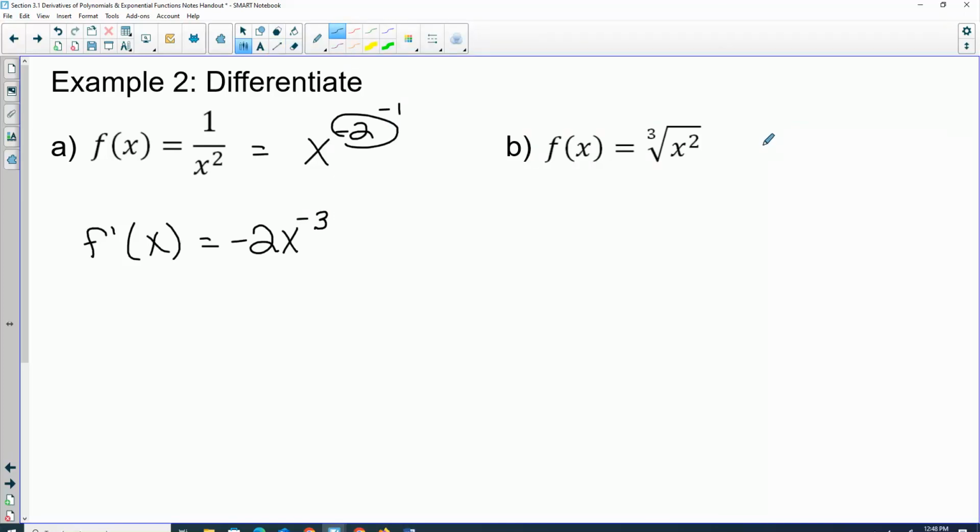Alright, did my rule say anything about radicals? No, but if we can write it as x to a power, we can do it. So the cube root of x squared would be x to what power? 2/3. So the derivative f prime of x. Okay, the rule of derivative. Exponent comes down. Keep the x, and then we subtract 1. What is 2/3 minus 1? Negative 1/3.